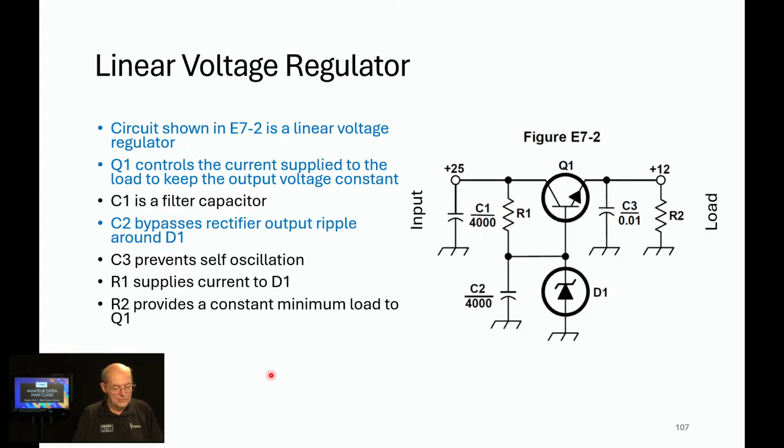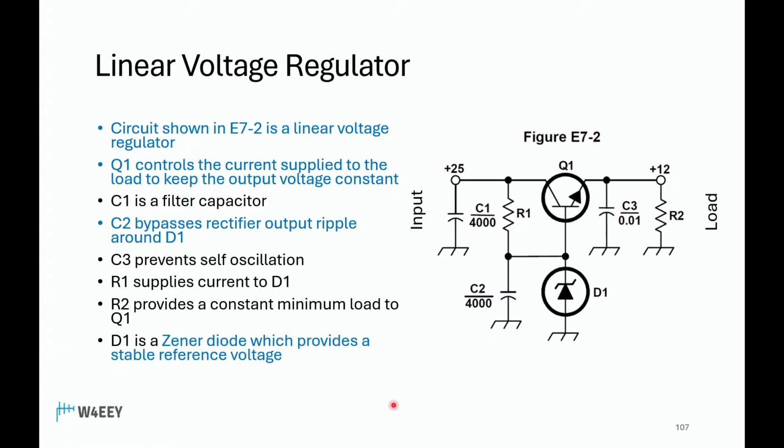R2 provides minimum load over here. So when the transceiver is not connected, the circuit will be able to keep functioning. And then D1 is the Zener diode, which provides a stable voltage reference to hold this at, well, we're talking a transceiver context, it'd be 13.8 volts typically. So, a minute to review the blue text.